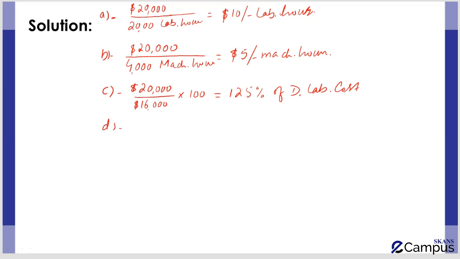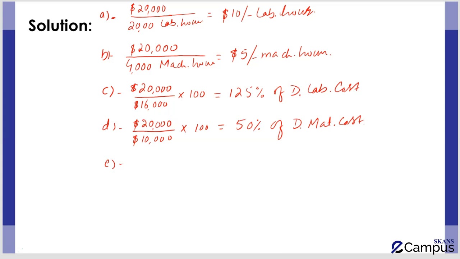For D, here we are going to calculate the overhead absorption rate using material cost. So $20,000 divided by 10,000 material cost, times 100. Now the overhead absorption rate would be 50% of direct material cost.